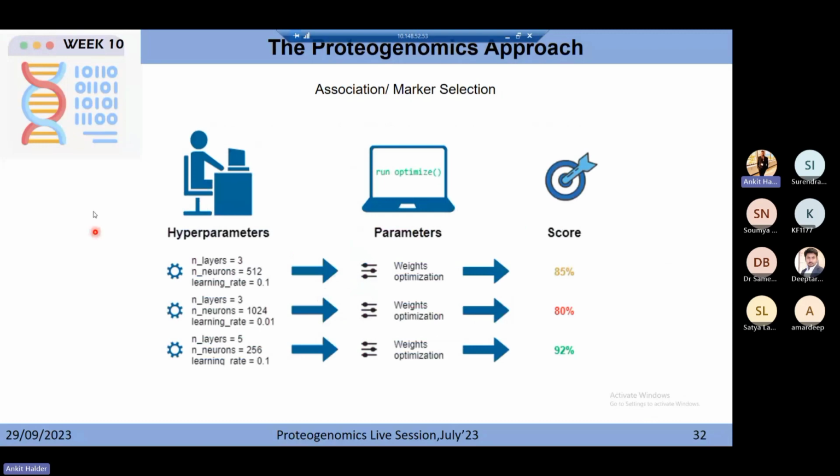So here is how the hyperparameter optimization can be done. This is an example specifically for deep learning or neural networks: the number of layers, then the learning rate. You can see this applies to all your parameters, and you will be optimizing the weights, and then calculating the scores, 85%, 80%, 90%. Then you are looking for the hyperparameters that are working optimally well.